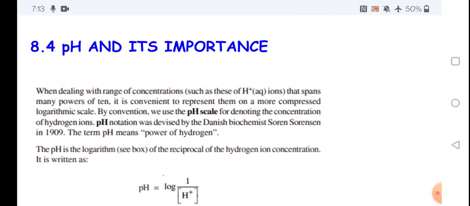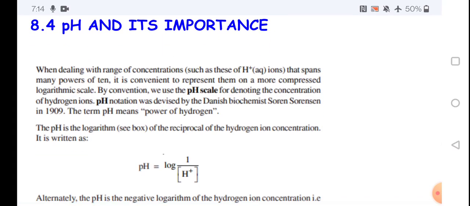We learned what is meant by pH, that is, power of hydrogen. We learned how to find the pH value and pOH value, but in this section we have to learn why it is important, why we have to learn it. So next we will answer this question. While dealing with a range of concentrations, such as H plus ion, that spans many powers of 10, it is convenient to represent it in a more compressed logarithmic scale by convention.